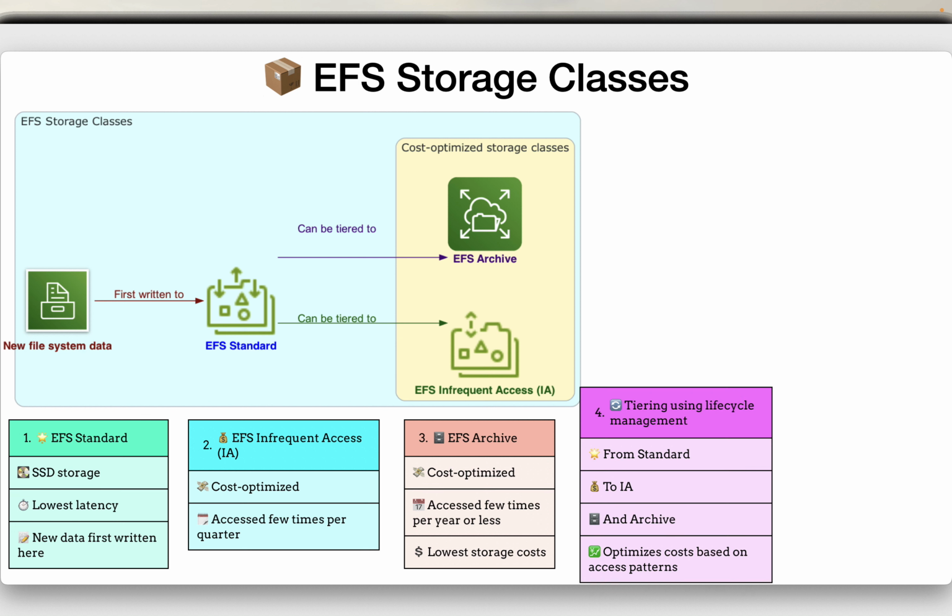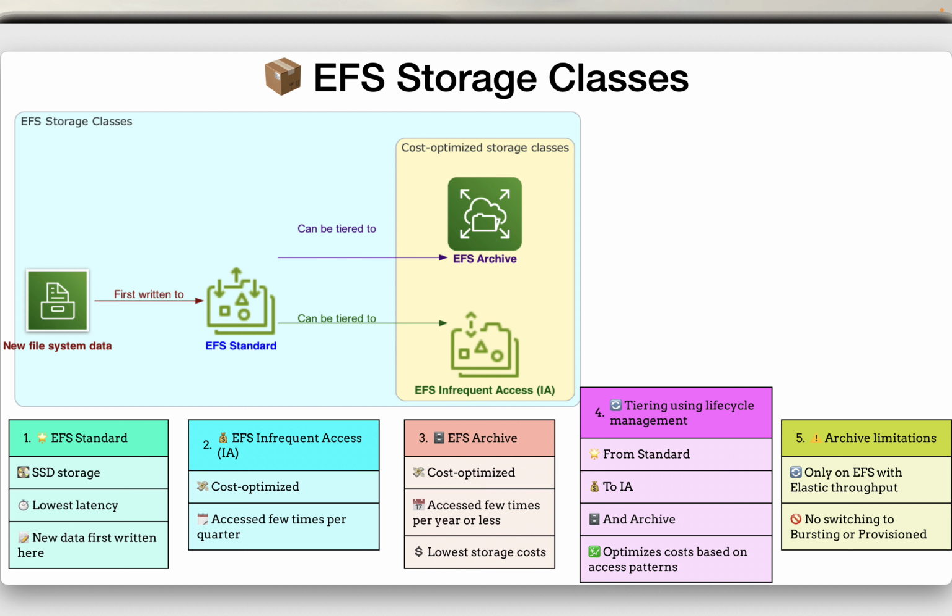Data can be automatically moved from the EFS Standard storage class to the EFS Infrequent Access and EFS Archive storage classes by using lifecycle management, optimizing cost based on access patterns. The EFS Archive storage class is only supported on EFS file systems with elastic throughput. Once data is in the Archive storage class, you cannot update the file system throughput to Bursting or Provisioned modes.